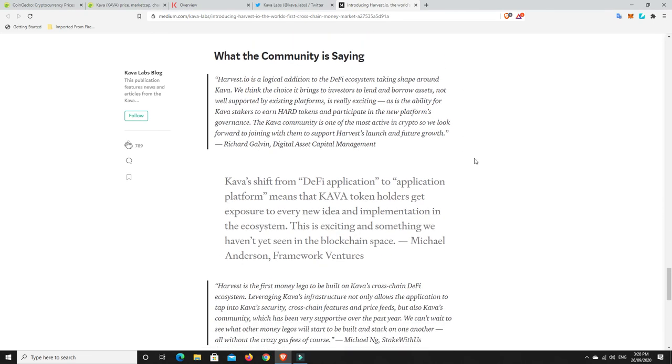Now, what the community is saying. Harvest.io is a logical addition to the DeFi ecosystem taking shape around KAVA. We think the choice it brings to investors to lend and borrow assets, not well supported by existing platforms, is really exciting. As is the ability for KAVA stakers to earn HARD tokens and participate in the new platform's governance. The KAVA community is one of the most active in crypto, so we look forward to joining with them to support Harvest launch and future growth. So that's from Digital Capital Assets Management.